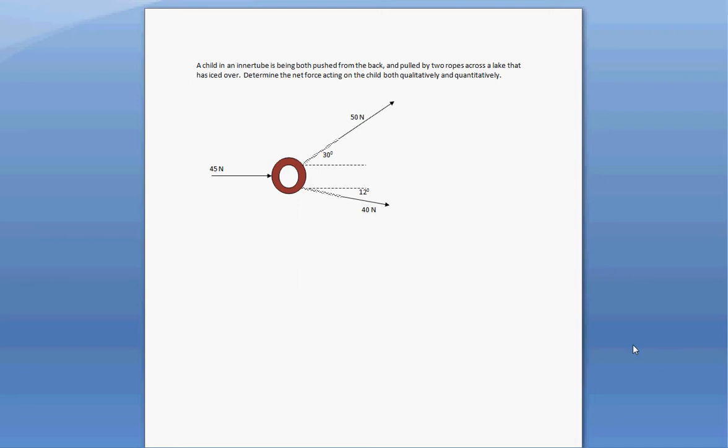Here we have an inner tube that is being pulled upwards and to the right, downwards to the right, and being pushed to the right. And we're going to add up all of these vectors in both a qualitative and quantitative fashion.